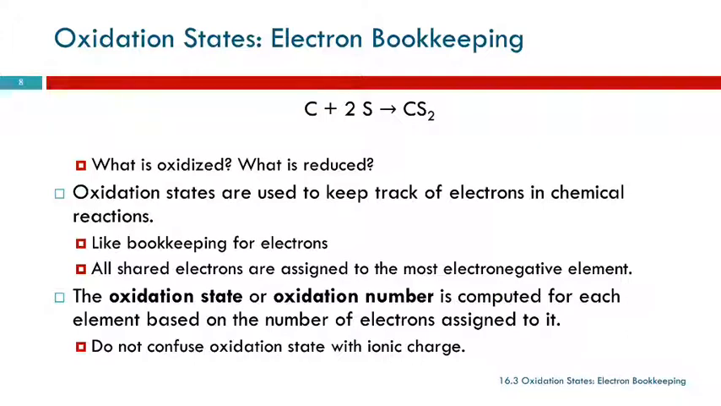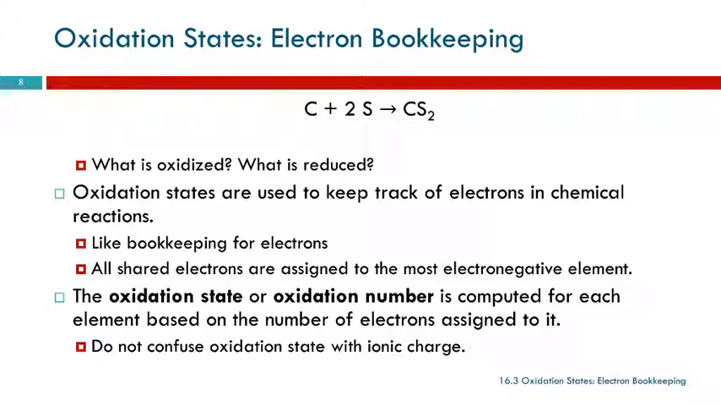But the way we're going to actually assign oxidation states is through a set of rules. So we calculate the oxidation state, sometimes called the oxidation number, for each element based on the number of electrons that are assigned to it. It is important not to confuse oxidation state with ionic charge. This is a molecular compound. We can assign oxidation states to carbon and sulfur, but that does not mean that they are ions with charges.